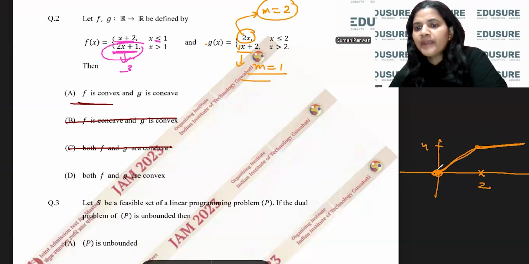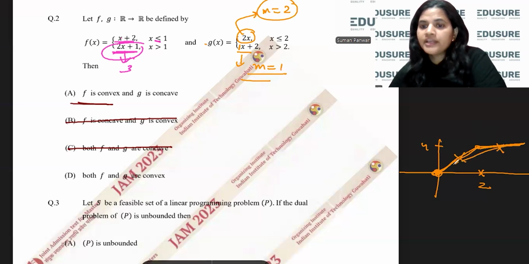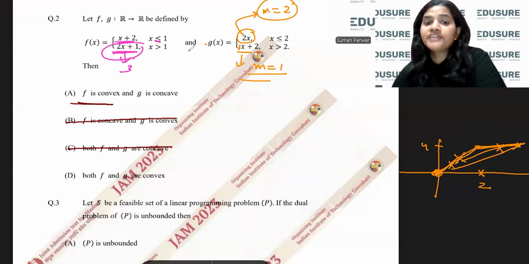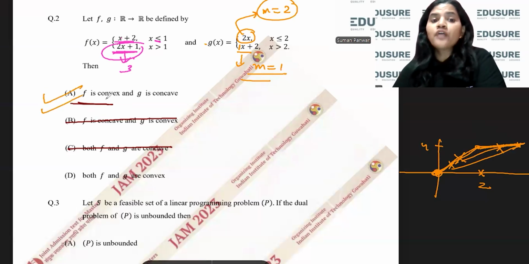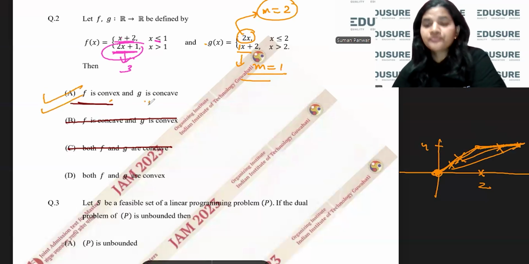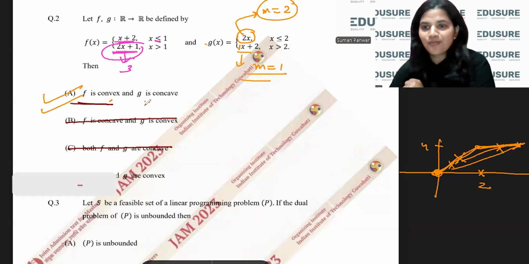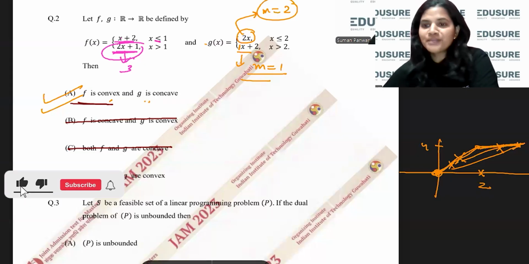So my curve will bend like this, and therefore if I join any 2 points on this graph, the line will be below the graph and therefore g will be a concave function. So f is convex and g is concave. This is one way of looking at this problem. Now my option number A is correct. Now another way of looking at the problem.